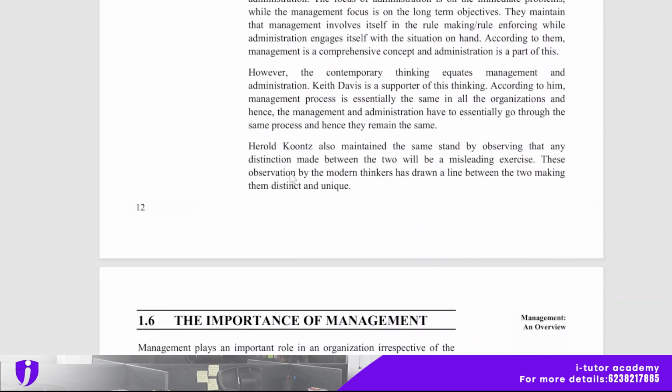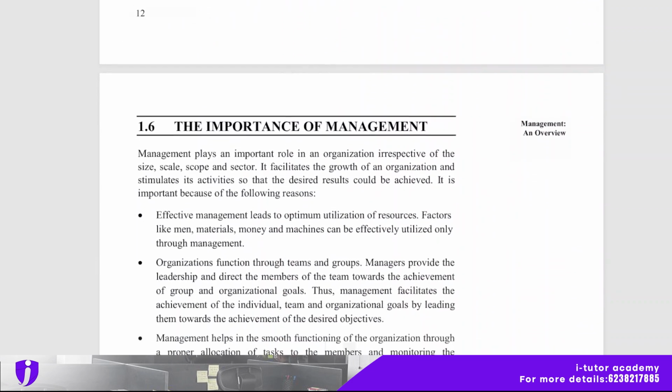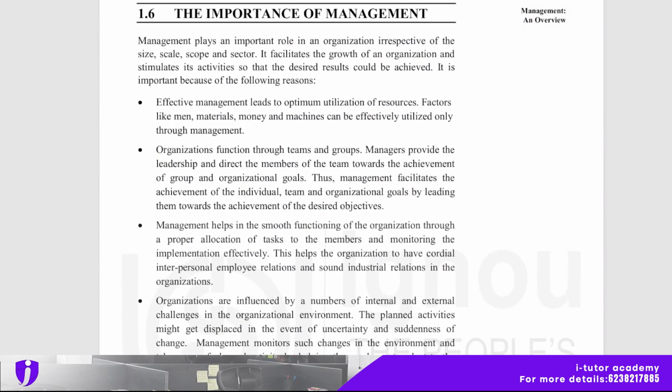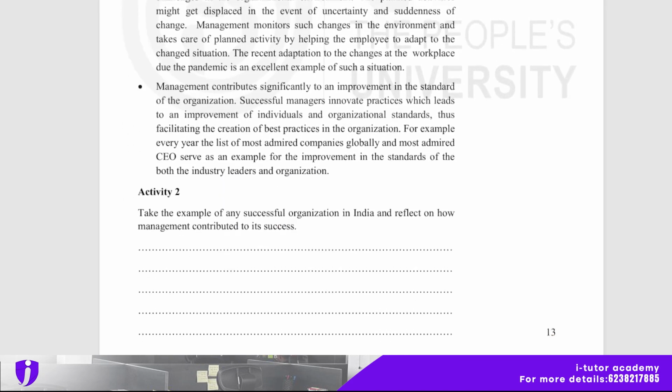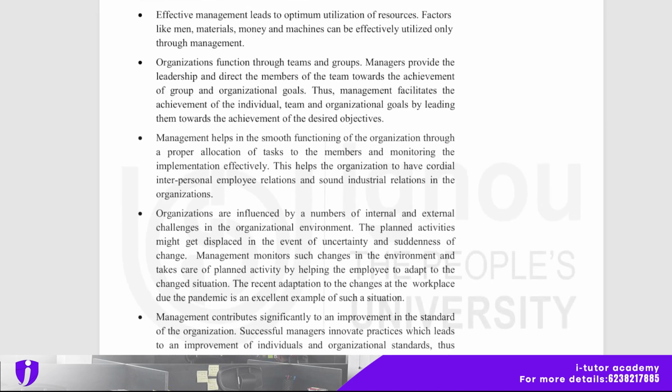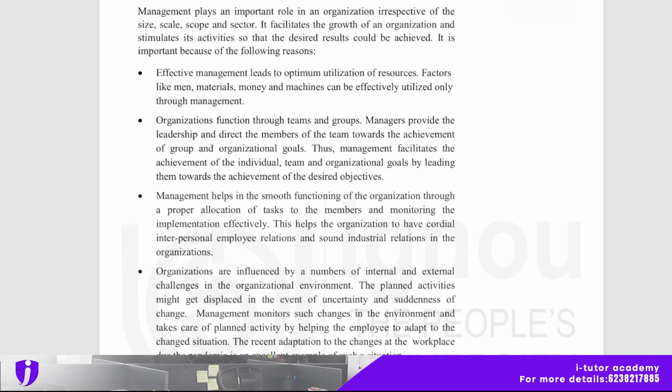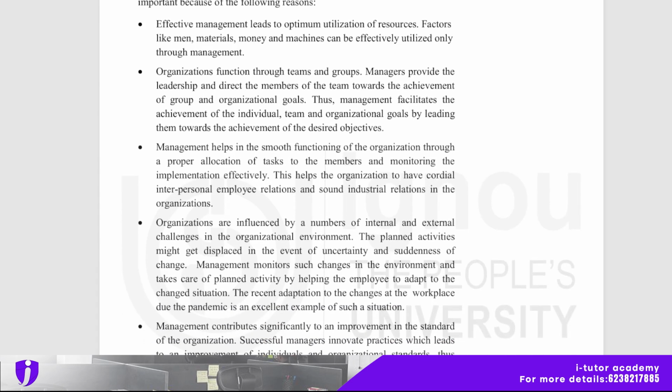Our next portion is the importance of management. Why is management important here? There are 4-5 points on why it's important. Management plays an important role in an organization irrespective of the size, scale, scope and sector. It facilitates the growth of an organization and stimulates its activities so that the desired results could be achieved. It is important because of the following reasons.